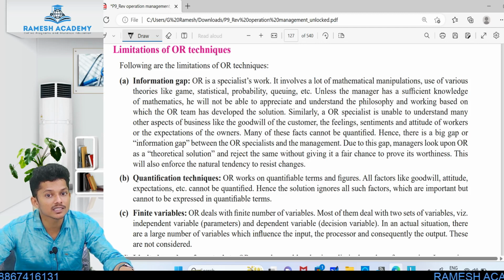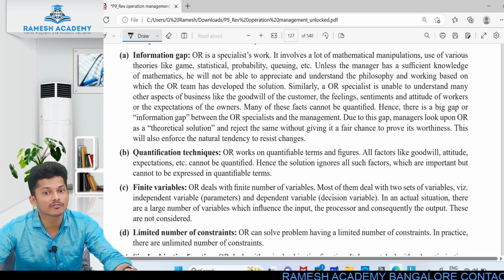Similarly, the OR specialist is unable to understand many other aspects of business like the goodwill of the customer, the feelings, sentiments and attitude of workers, or the expectations of the owners. Many of these facts cannot be quantified. Hence, there is a big gap, or information gap, between the OR specialist and the management.